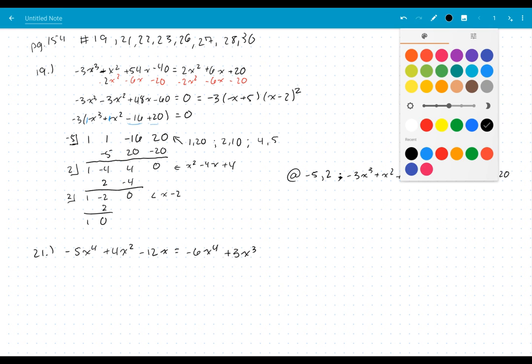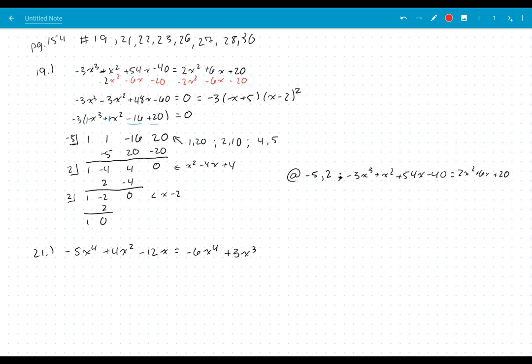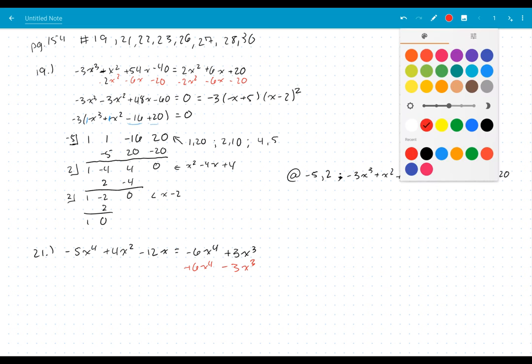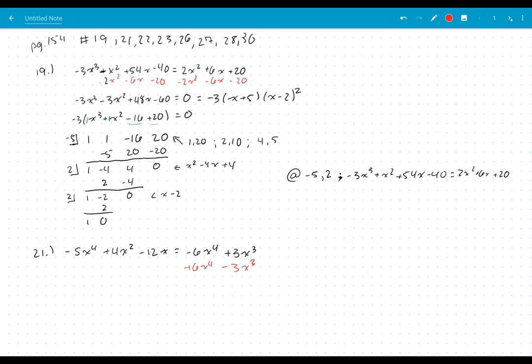All right, and we subtract the right side from both sides. So we would add 6x to the fourth minus 3x cubed to both sides, and we get 6x to the fourth minus 3x cubed.